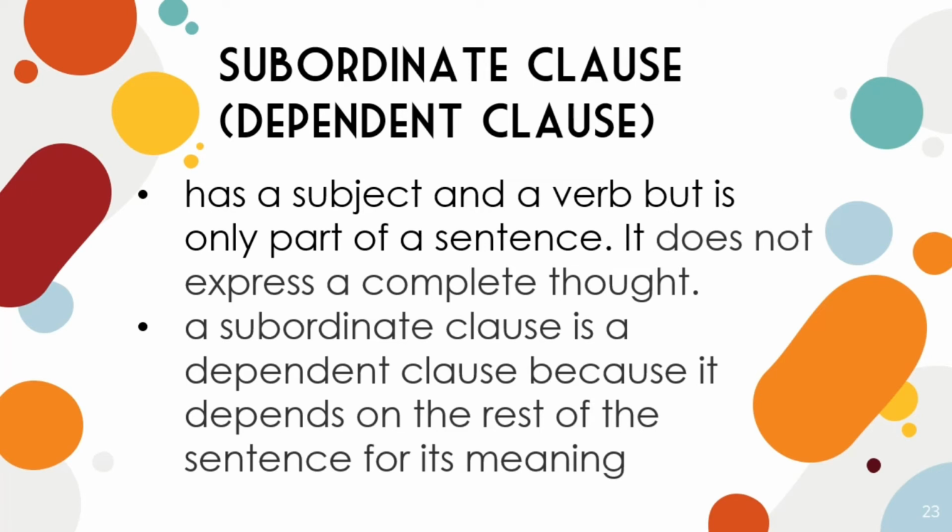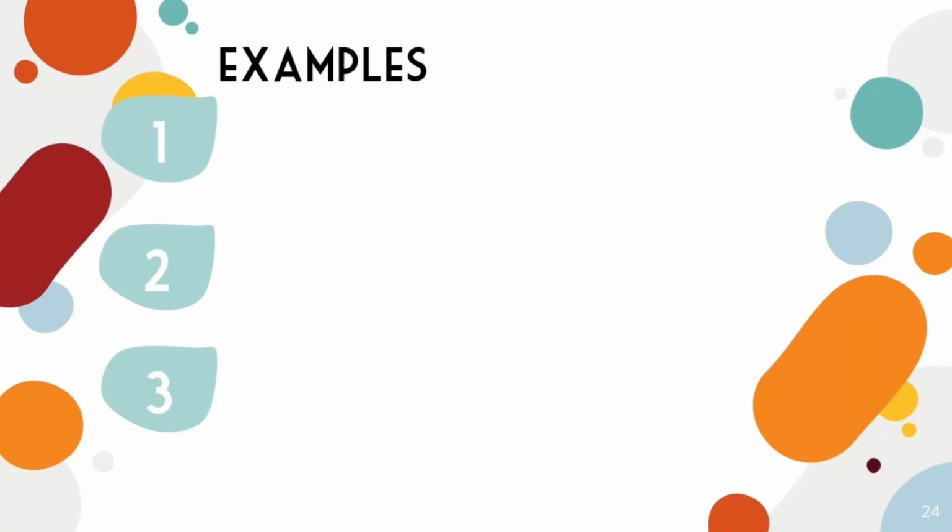Now, a subordinate clause is easy to find in a sentence because it is introduced by a subordinating conjunction. Take note that a subordinate clause can sometimes be in the first or last part of a sentence. Let's look at these examples. Now let's have some examples of subordinate clauses.